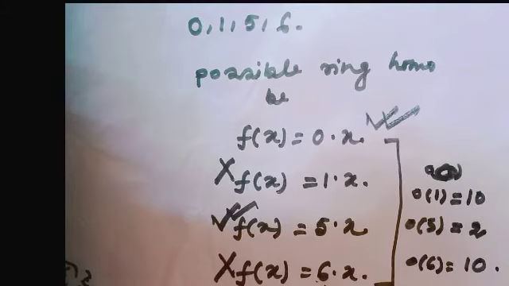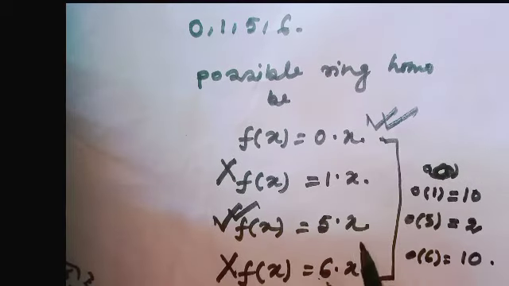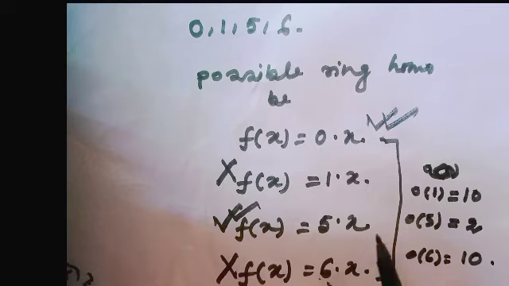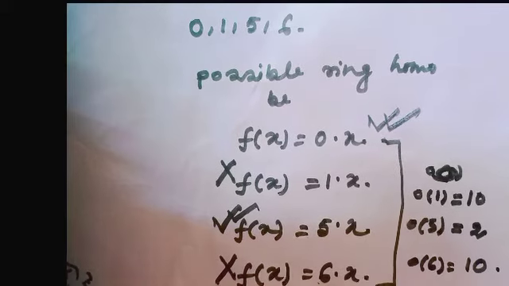Are you getting the method? That means there exists one trivial homomorphism and one other non-trivial homomorphism. That means there exist only two ring homomorphisms. Are you getting the method?